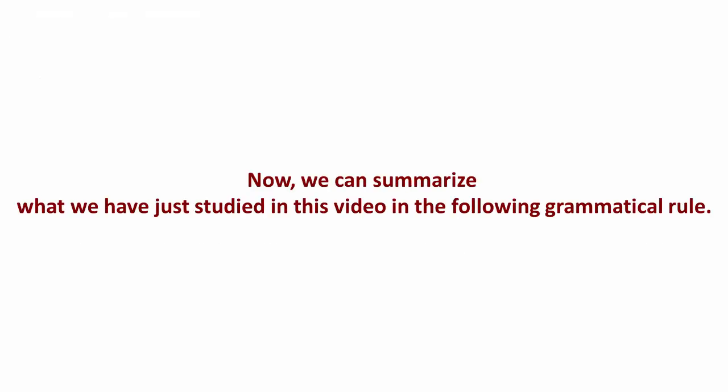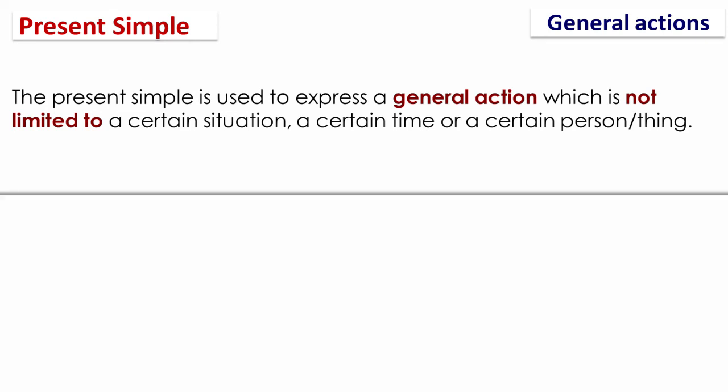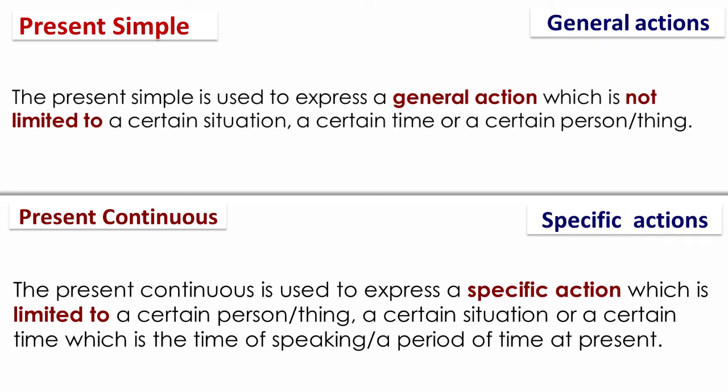Now, we can summarize what we have just studied in this video in the following grammatical rule. The present simple is used to express a general action which is not limited to a certain situation, a certain time, or a certain person or thing. On the other hand, the present continuous is used to express a specific action, which is limited to a certain person or thing, a certain situation, or a certain time, which is the time of speaking, or a period of time at present.